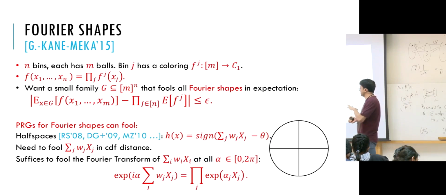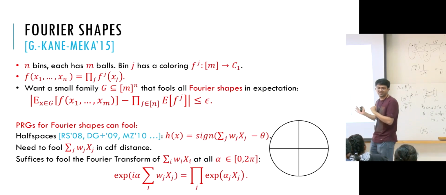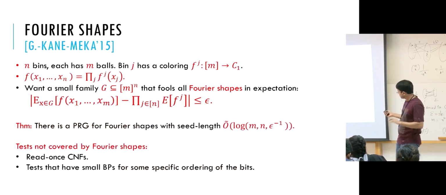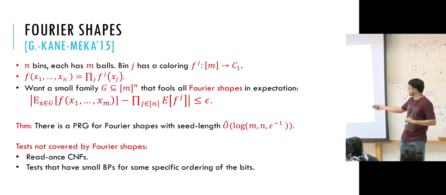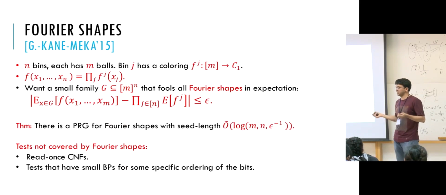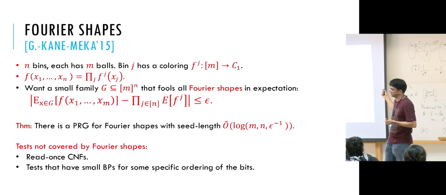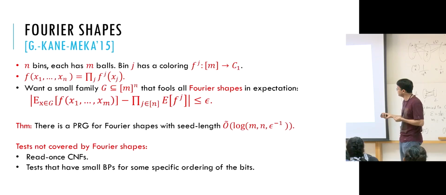Okay. Now hopefully I've convinced you that there's some reason to try and fool these things. Now let me tell you, we give a generator for these with seed length which is essentially logarithmic in all the important parameters. There's some log term, as usual, hiding around there.